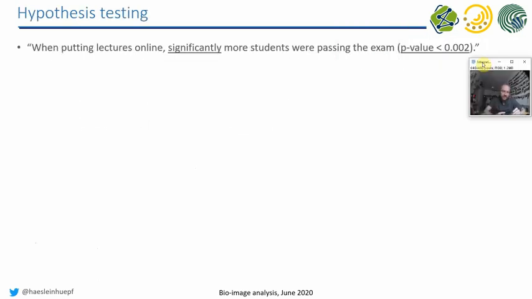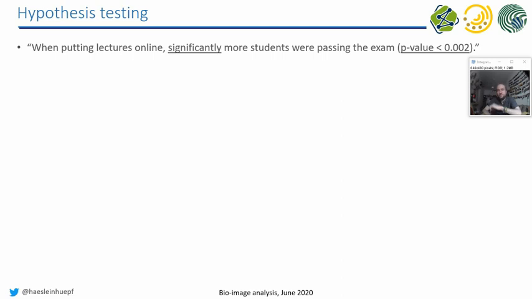So hypothesis testing, we almost did it already. When putting lectures online, we are now performing an experiment. We performed an experiment, or we are still performing it, and we want to report about this experiment. So hypothesis testing in this context works like this. Assume we observed this distribution as I just showed on the slide before.